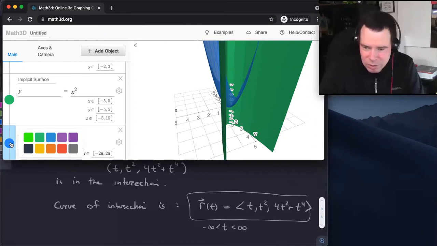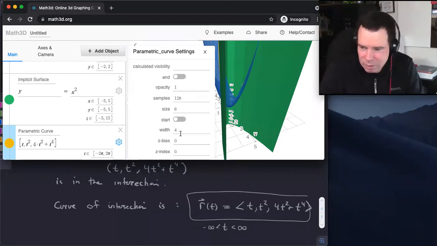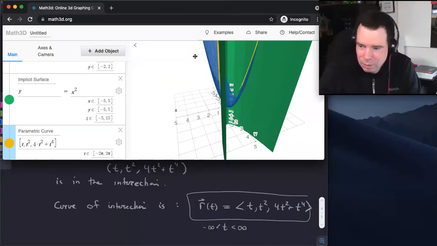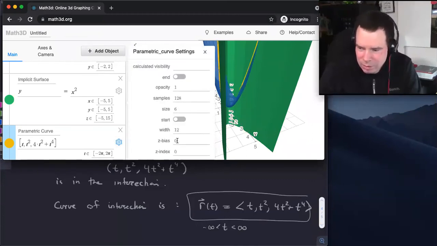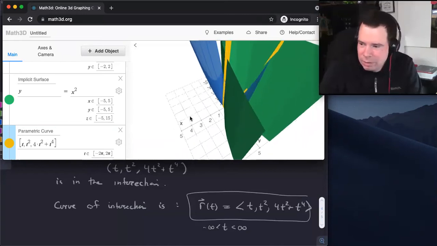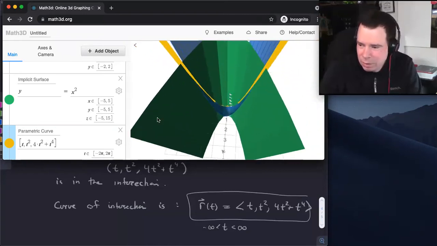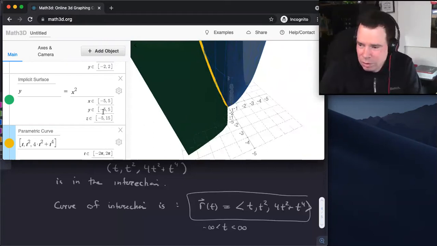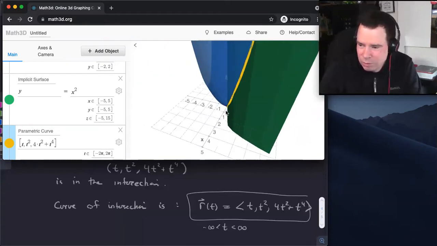I'm going to change it to a different color, maybe yellow, and I'm going to increase its width. Maybe I'll make it 12 just so we can see it. Nice big width. And I'm going to do one more thing. I'm going to increase its z bias so that whenever there's two objects occupying the same point in space, show me this one over top of the other one so that the yellow will bleed through. And we can see that that's exactly what we found here. That's the curve of intersection, and we found it as a parameterized curve.